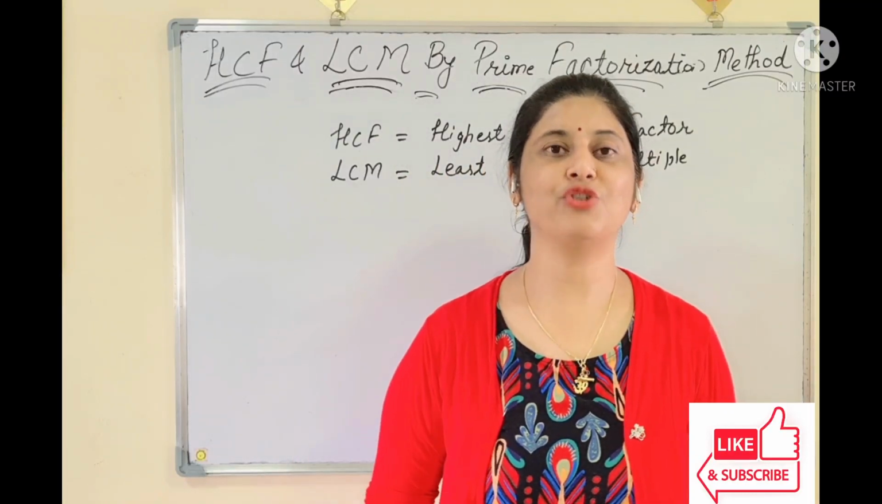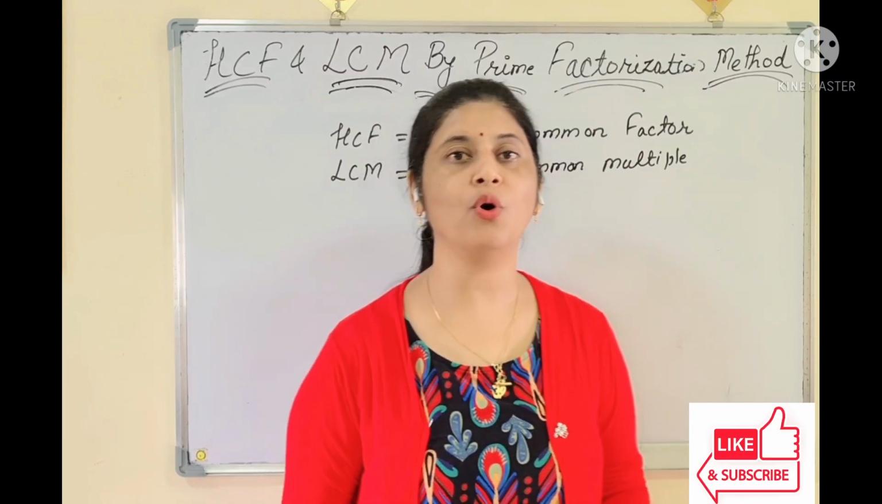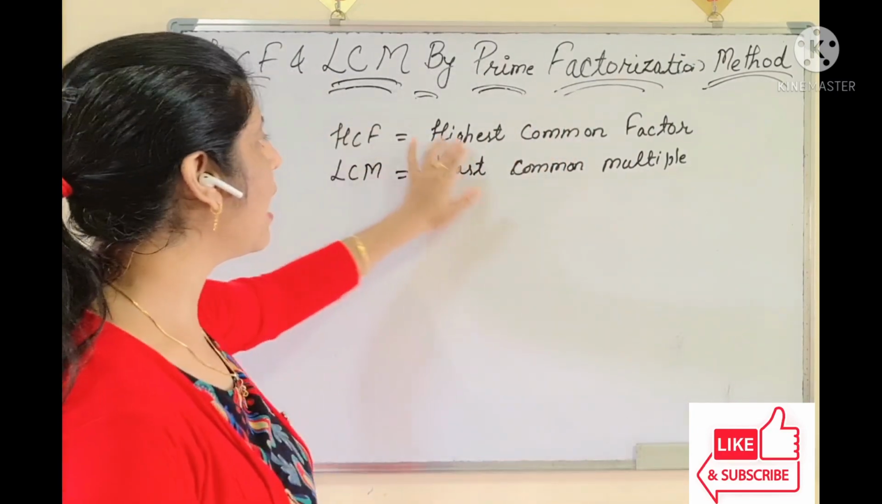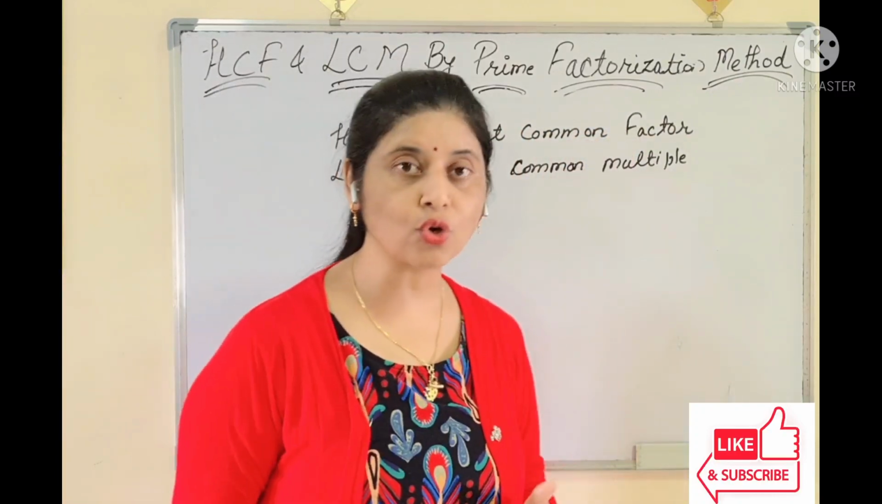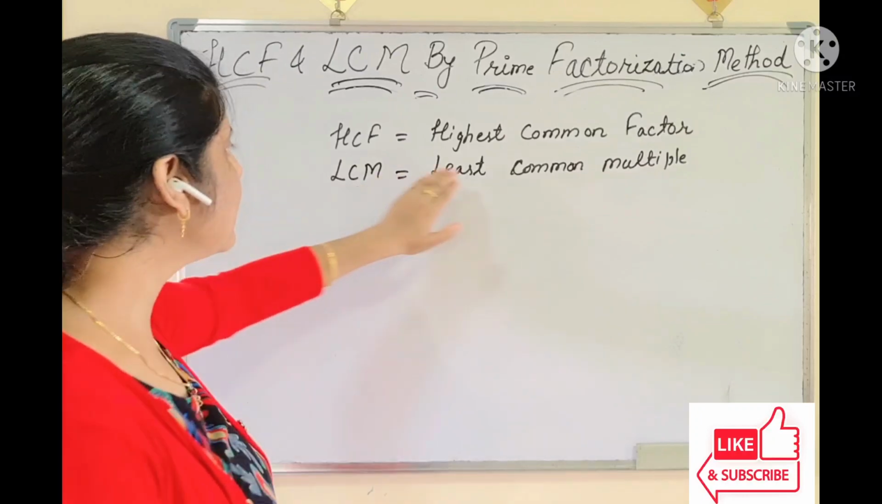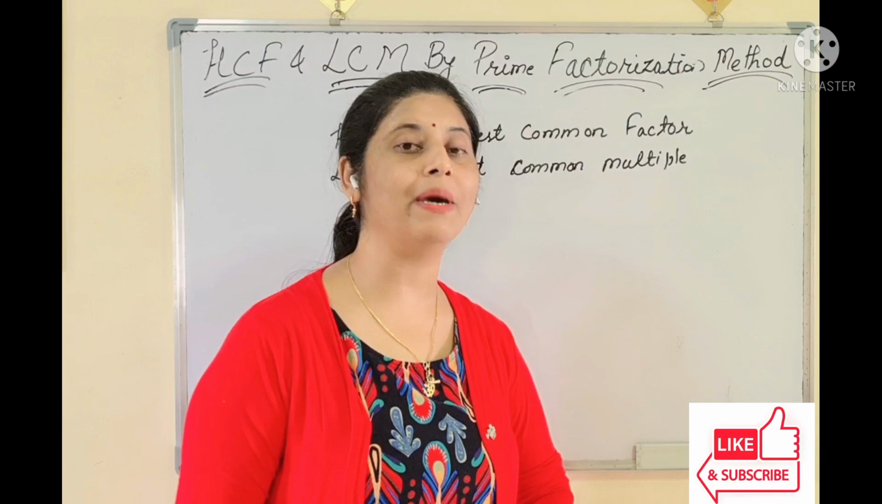Hi everyone, today we will learn to find out the LCM and HCF of two or more numbers. So let's see what is HCF. HCF is highest common factor and we also call it greatest common divisor. And what is LCM? LCM is least common multiple and we also call it lowest common multiple.